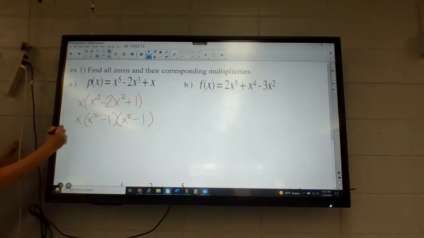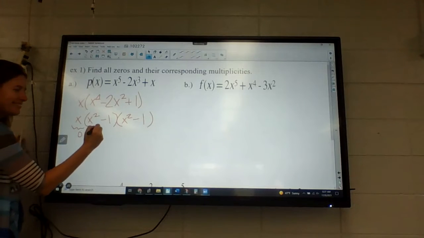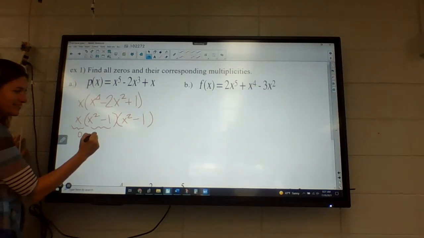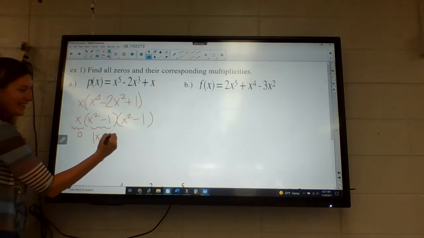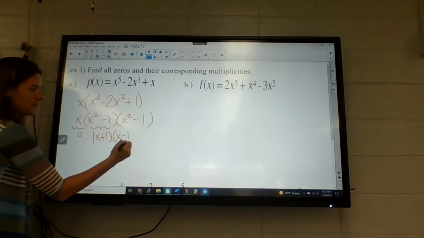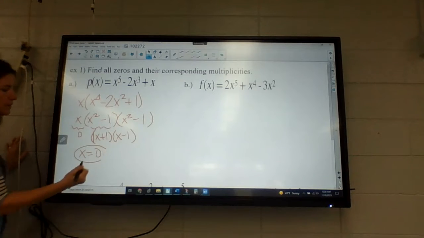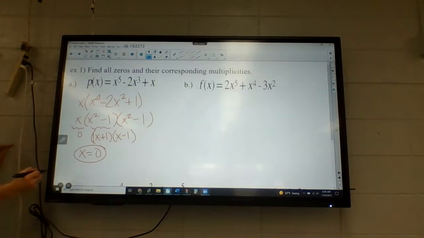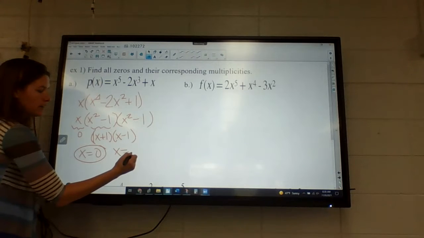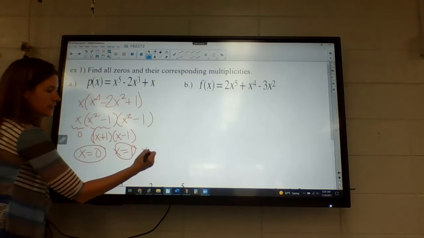So obviously we have 0 here. You can factor this or solve it by square root. What do you guys want to do? Factor? Sure. So we get x is 0. We get x is 1. And x is negative 1.